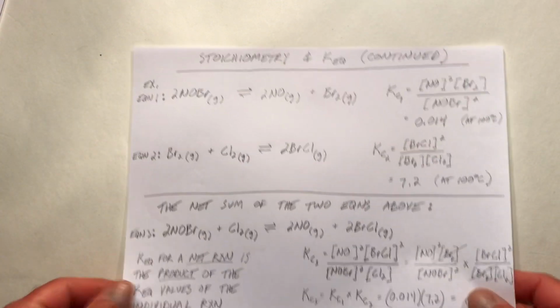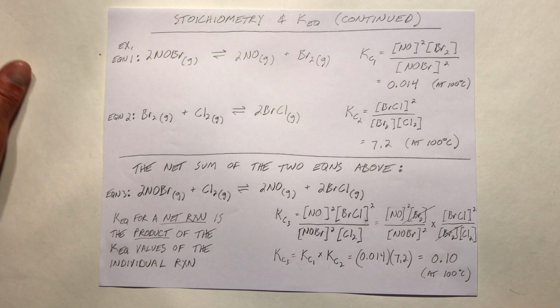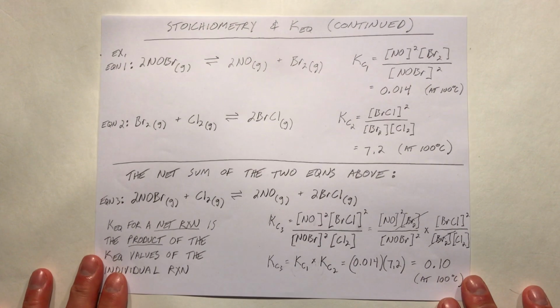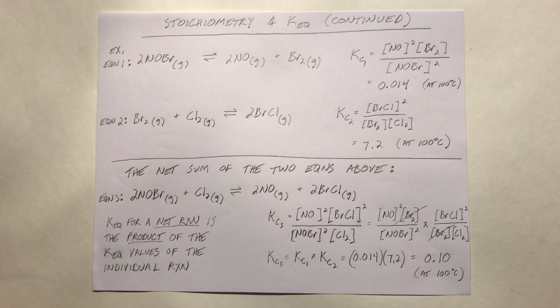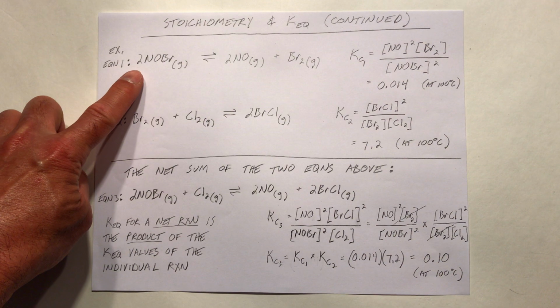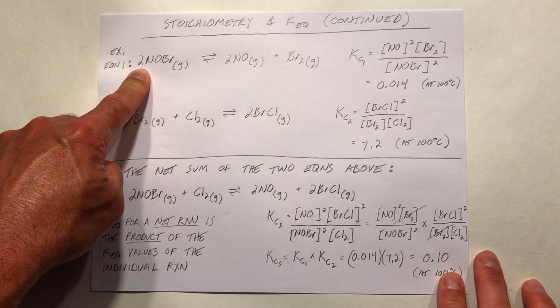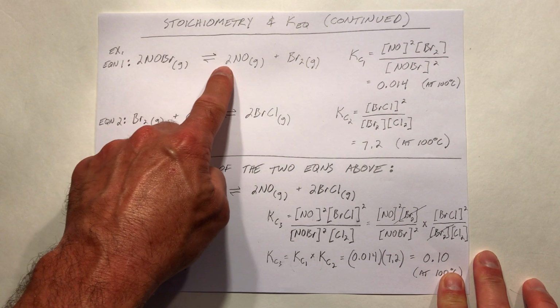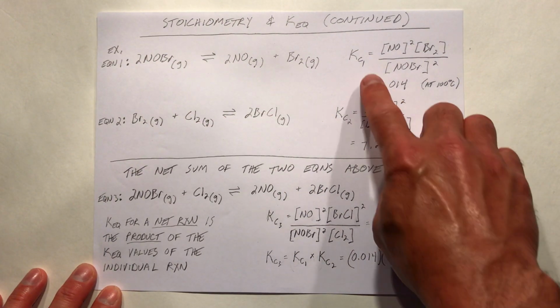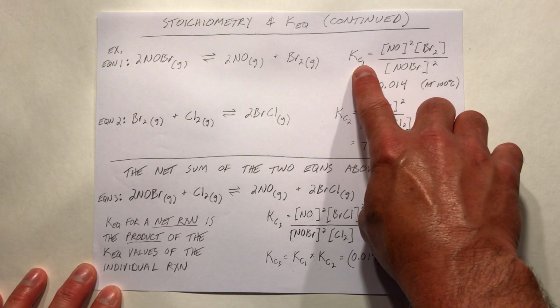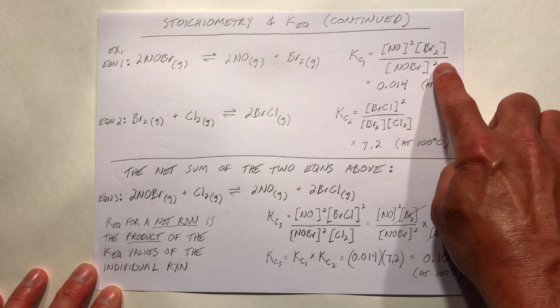Now another stoichiometric relationship has to do with reactions that have multiple steps, where you can add some reactions together to get a net reaction. And this is somewhat reminiscent of what we saw with Hess's law. So let's say we have this example where we have our first equation where 2 NOBr are in equilibrium with 2 NO and a Br2. And the equilibrium expression, or the Kc for that, would look like this.